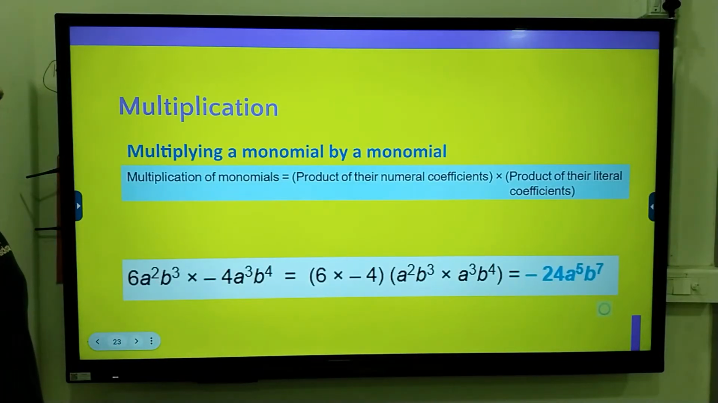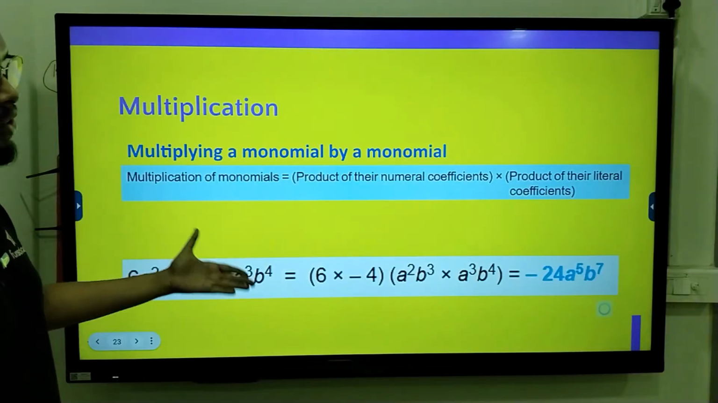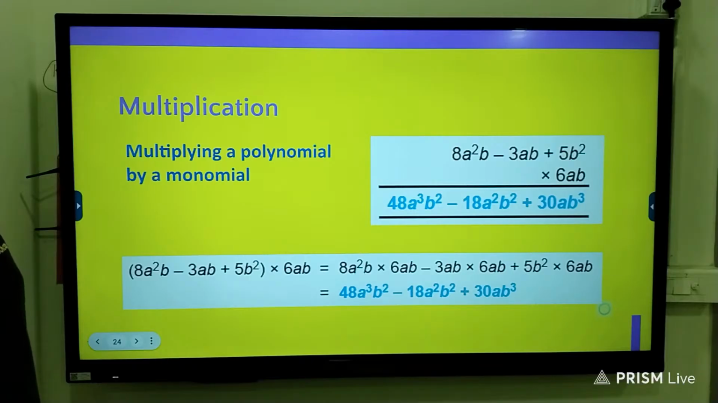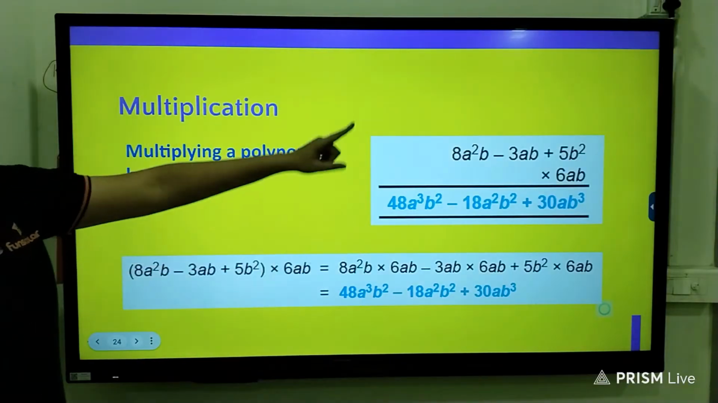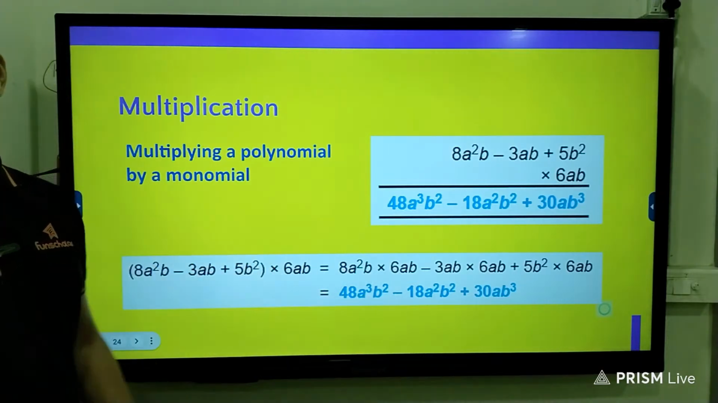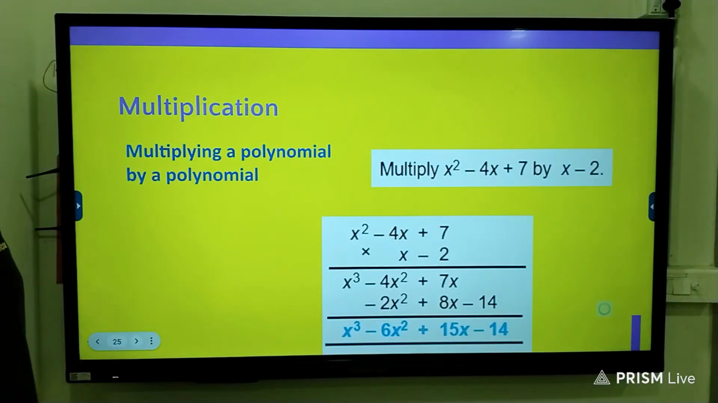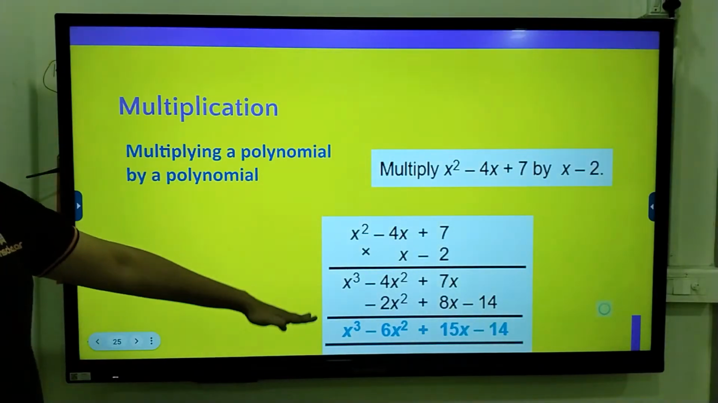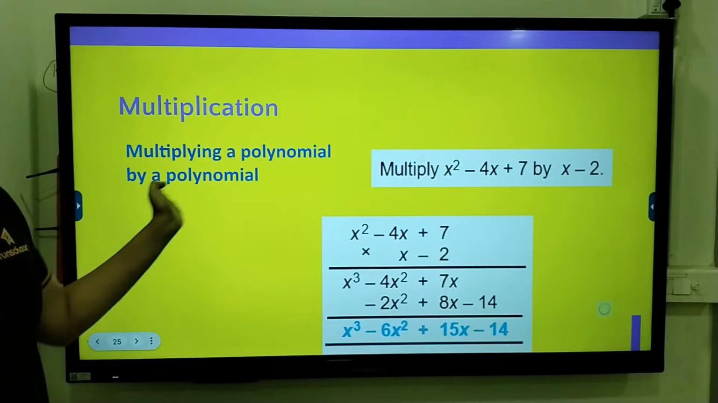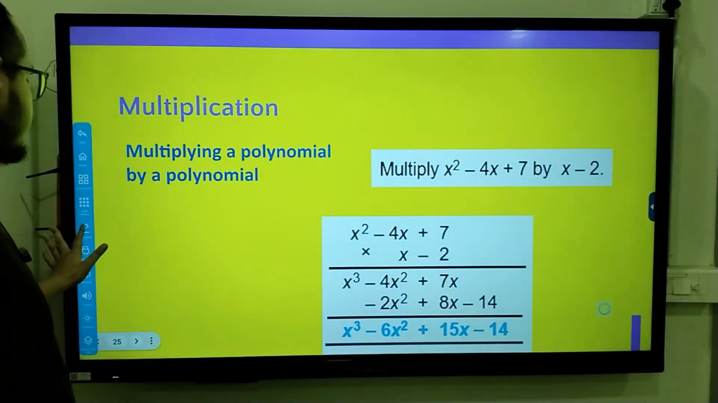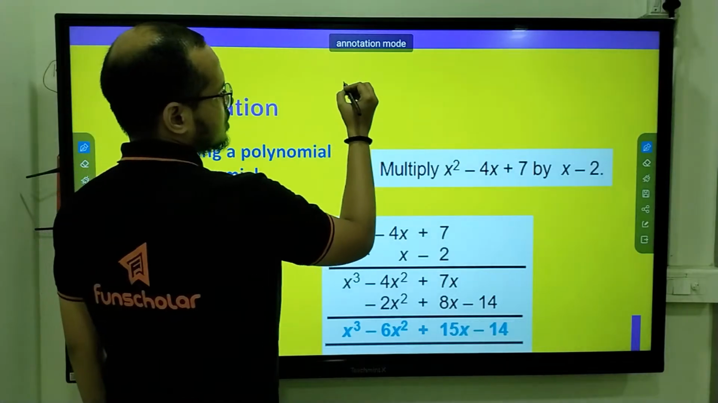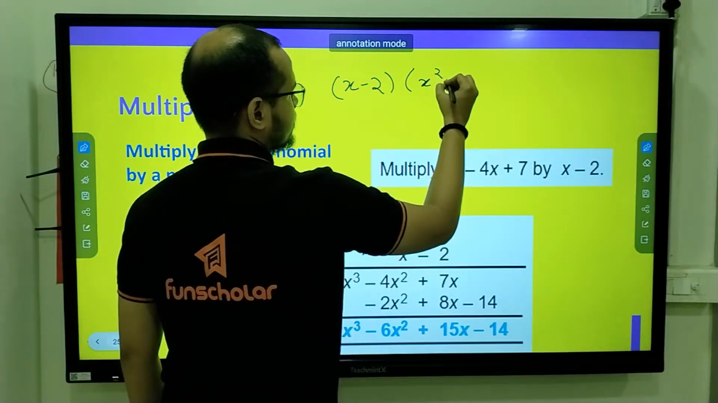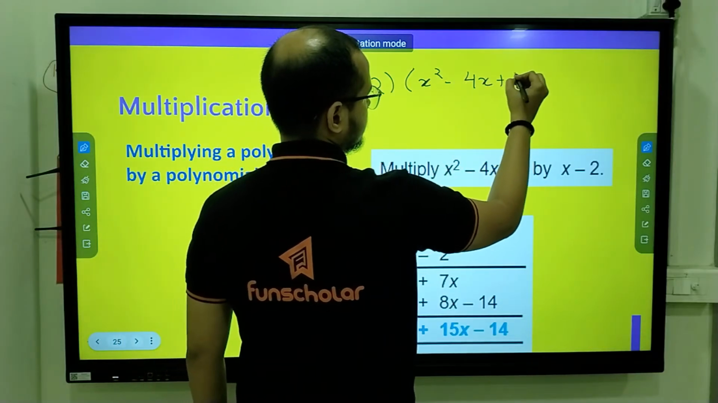So multiplying we have done. We'll do sums and understand this step by step, no issues. Multiplying, we can use the same thing, either tabular form or horizontal form, whatever we want. Now, multiplication of a polynomial by a polynomial. If I have two polynomials, this can be done by tabular form, but I'll be using the horizontal form to solve this. Let's begin. I have x minus 2 multiplied by x square minus 4x plus 7.